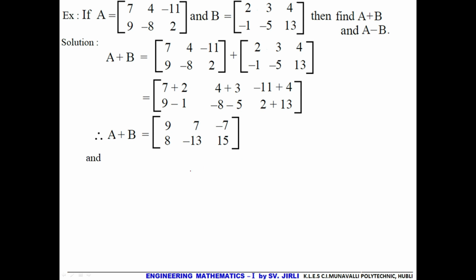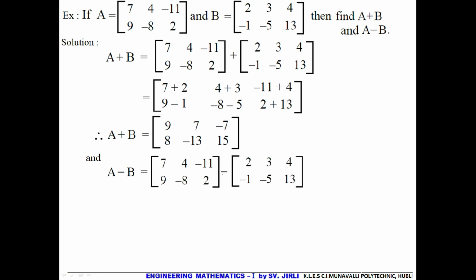Next paragraph. Let us find A minus B. Here matrix A minus matrix B are written equal to, write down. So how to subtract now? First number minus first number of second matrix, that is 7 minus 2. Similarly, next 4 minus 3, minus 11 minus 4.